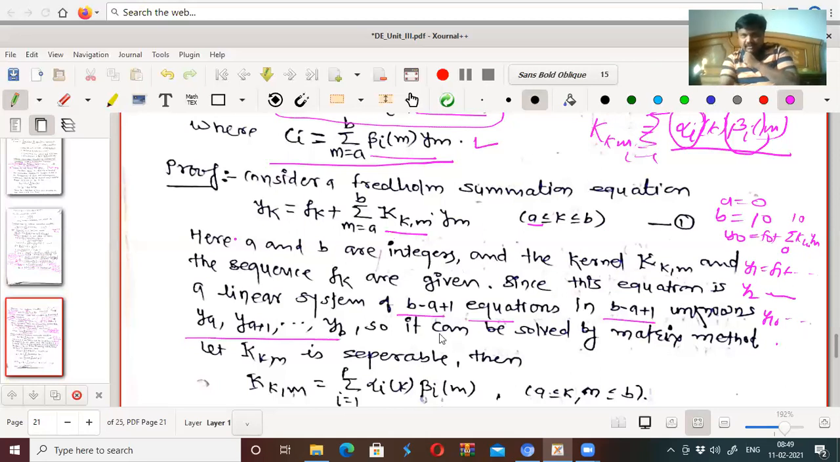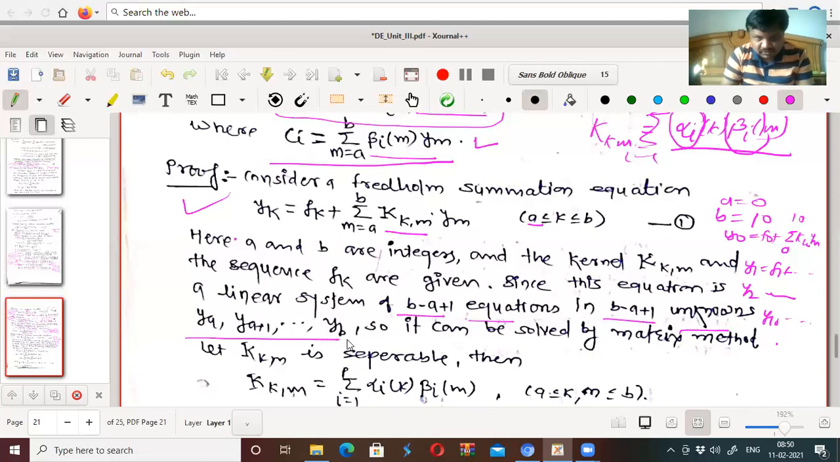So b minus a plus 1, a is 0 here, right? b is 10. So how many equations will you get? 11 equations. So this is a system of 11 equations. If your a is 1 up to b is 10, then how many equations will you get? b minus 1 plus 1 means total 10, because it will start from Y1 to Y10. So this is a system of b minus a plus 1 equations in b minus a plus 1 unknowns, right?